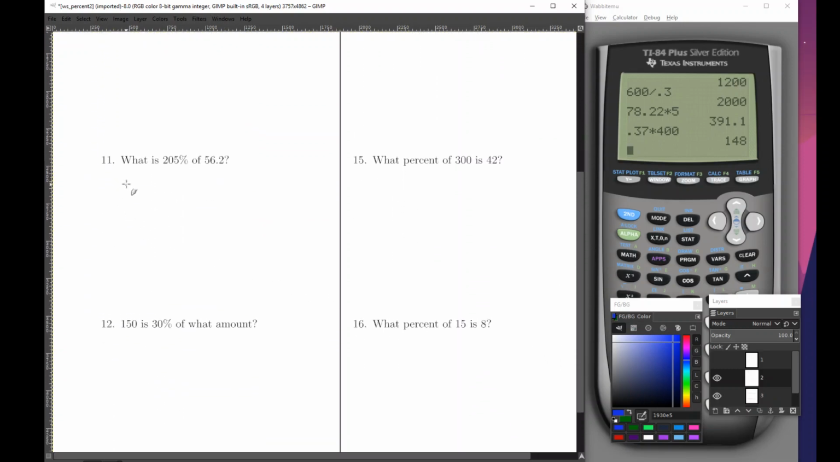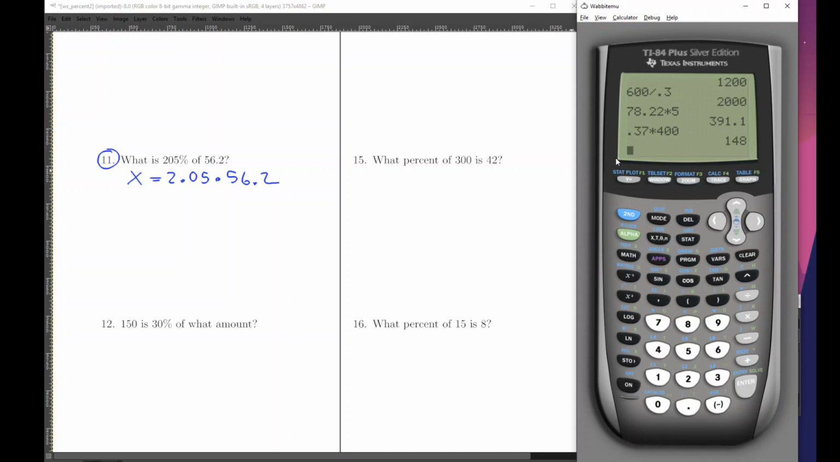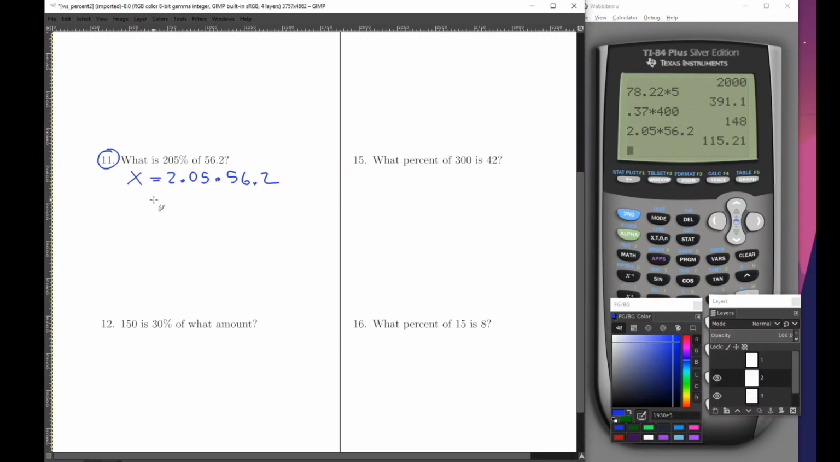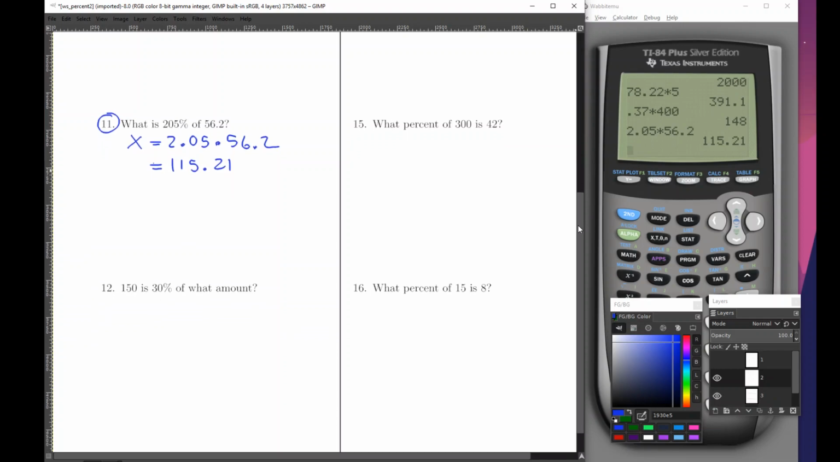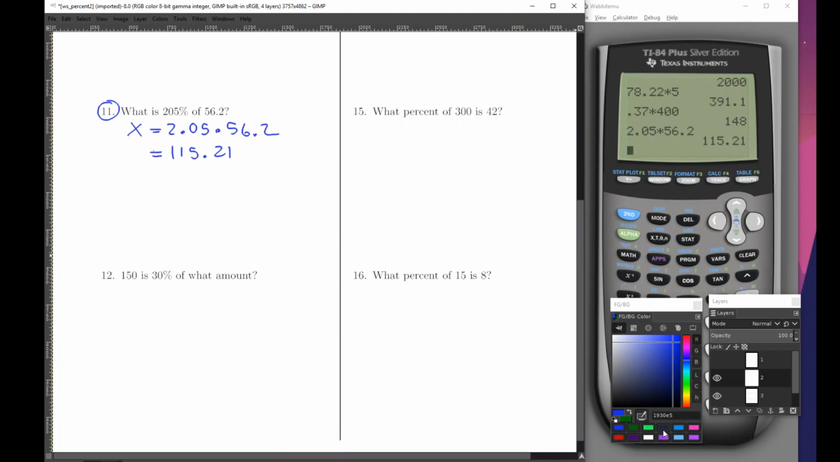and I'll handle number 11. x equals 2.05 times 56.2. And this time with an actual keyboard, that nets me 115.21.